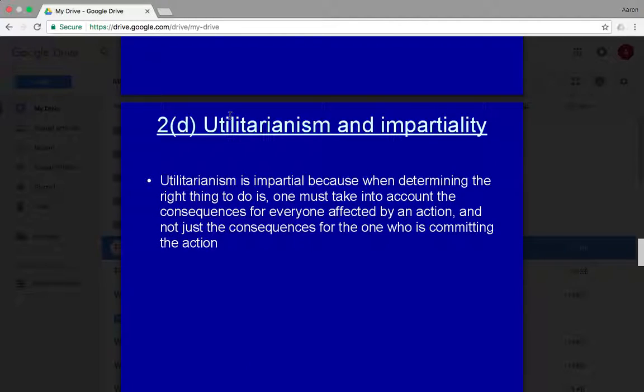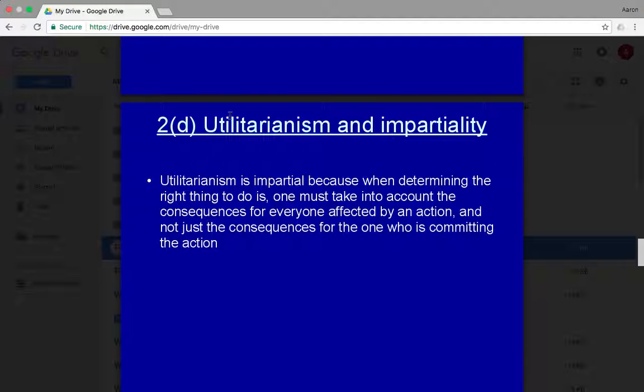Now, the word impartial means unbiased. In what sense are utilitarian theories impartial? The basic answer to this question is that when a utilitarian tries to figure out what the right thing to do is, she takes into account the consequences for everybody affected by an action, and not just the consequences for herself who is committing the action.